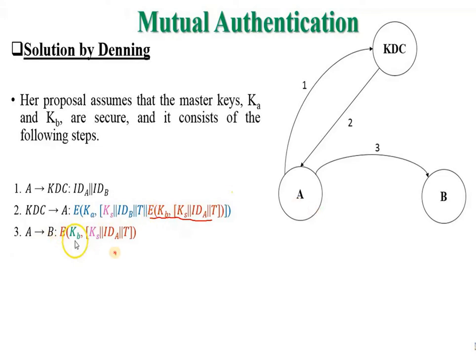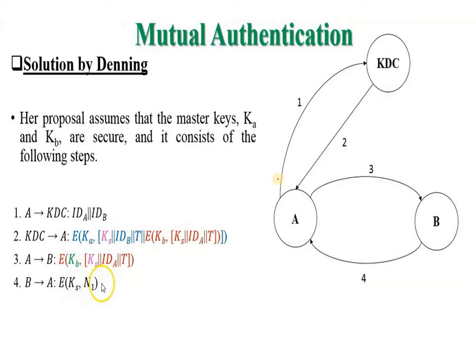So you can see here E of KB and then KS, ID A, then T timestamp. So this session key, identity of A and the timestamp are encrypted using KB, that is the master key of B. Now once B receives this message, it can decrypt it using its master key. Then it will get the session key and then the identity of A, then the timestamp that has been shared. The timestamp is nothing but the timing. Okay, it is the system time.